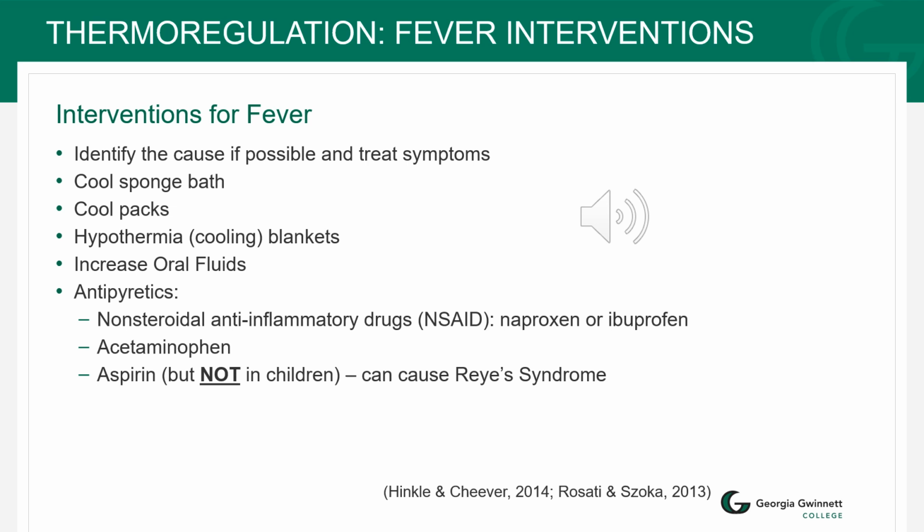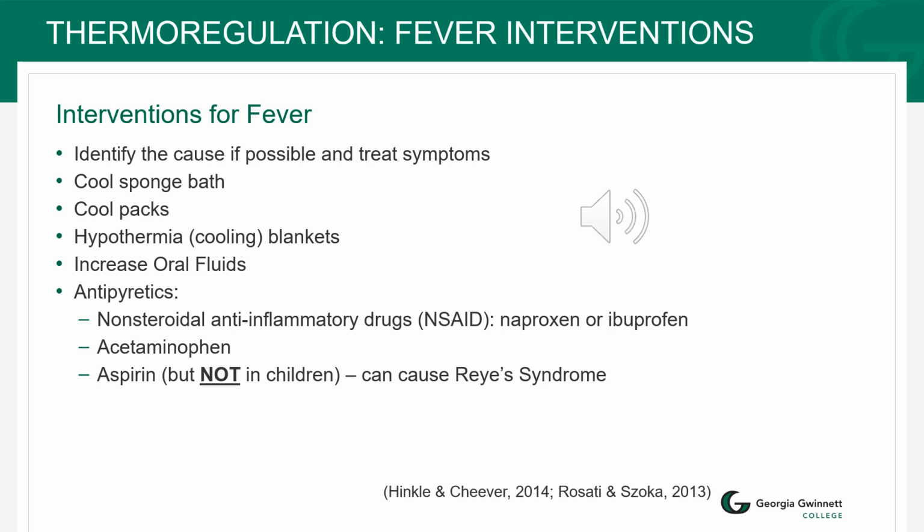You want to treat the symptoms by trying to bring that temperature down. You're going to do a cool sponge bath. You might use cool packs or cooling blankets, which are also called hypothermia blankets. You want to make sure that you push fluids. Oral fluids are really important for people that have fevers, to help the body counteract the high temperature.